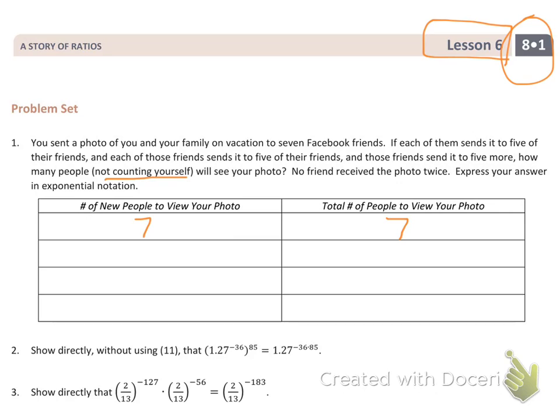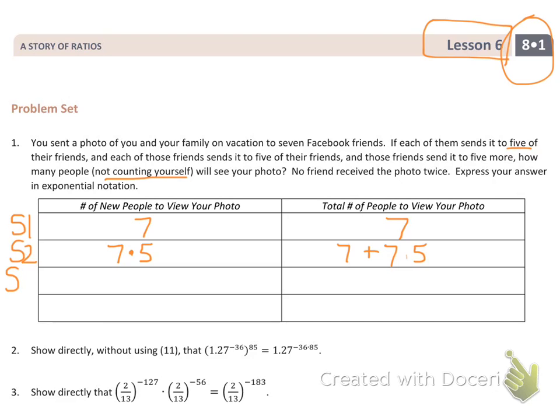Okay, so those 7 people saw the photo, and it says each of them is going to send it to 5 of their friends. Okay, and so we're going to call this step 1. And here's step 2. So step 1 was when you just sent the photo to 7 people. So in step 2, the number of new people to view the photo is going to be each of those 7 sending it to 5, so 7 times 5. And so then the total people to view the photo would be 7 plus 7 times 5. Because I have the 7 who originally got it, and then 7 times 5 more. Okay, so that's step 2.